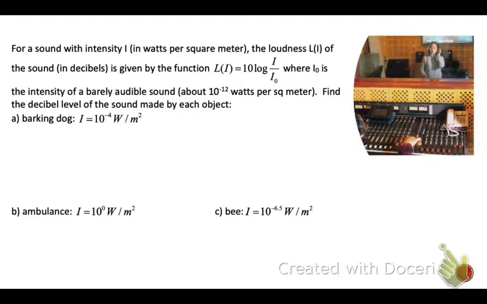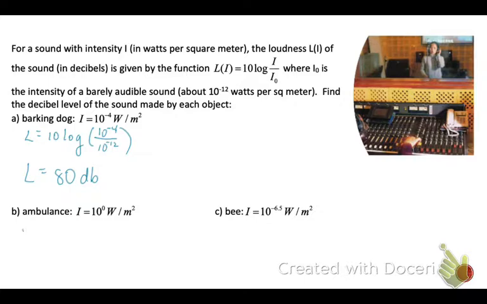So find the decibel level of a sound made by each object. A barking dog. So we'll use our formula, L equals 10 times the log of our intensity, which is 10 to the negative 4, divided by the intensity of a barely audible sound, which is 10 to the negative 12. Now just do a straight plug-in on your calculator, making sure to put your log value in parentheses, and you should get around 80 decibels.